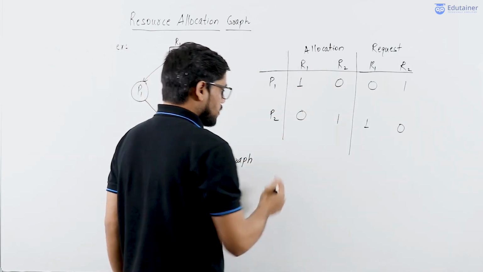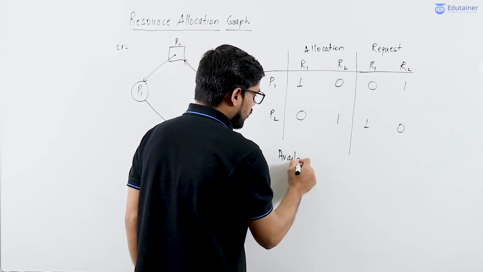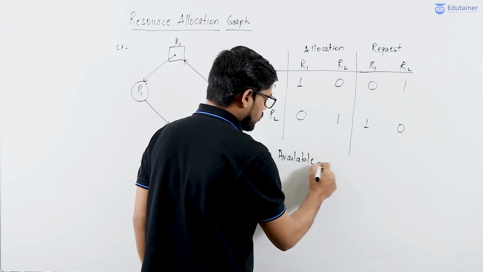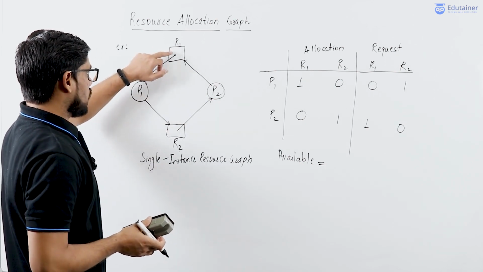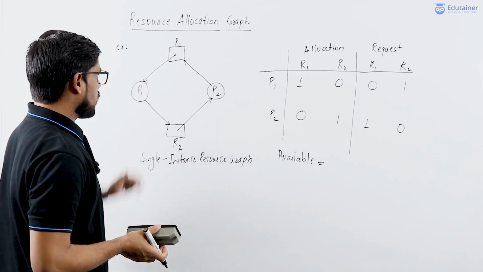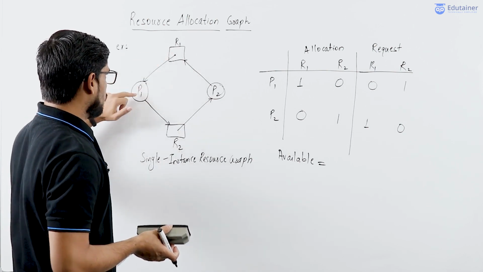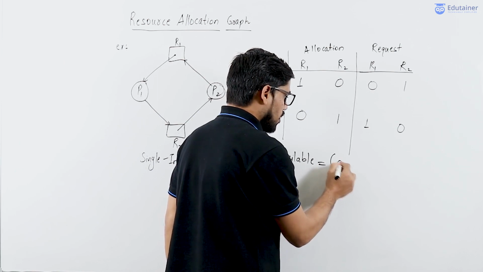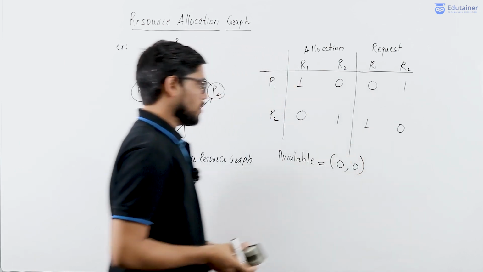The next step is we need to find the availability. So currently, how many instances of a particular resource are available? Here both R1 and R2 are single instance resources, and these resources are already allocated to process P1 and process P2. So currently there are no available resources, so the value will be 0 and 0.